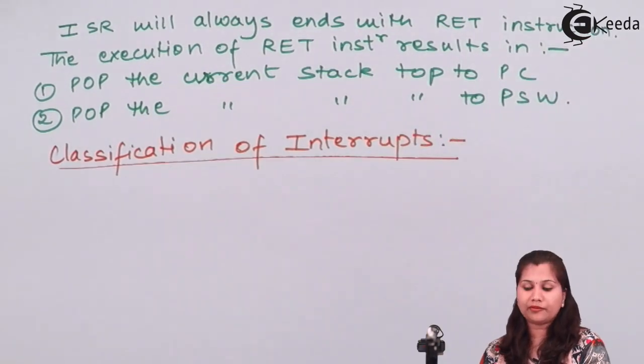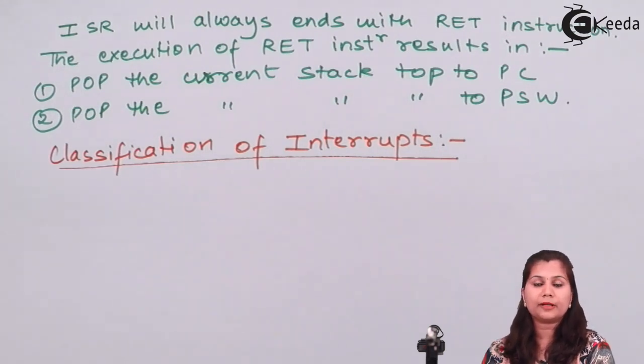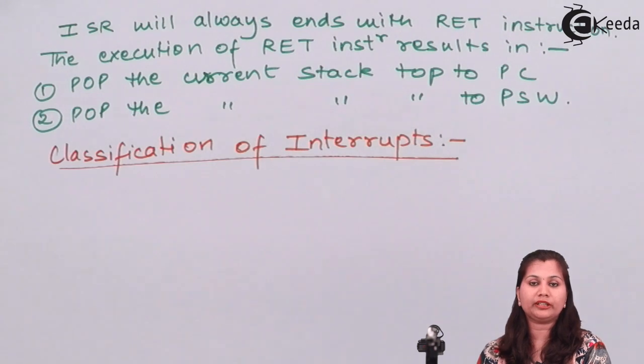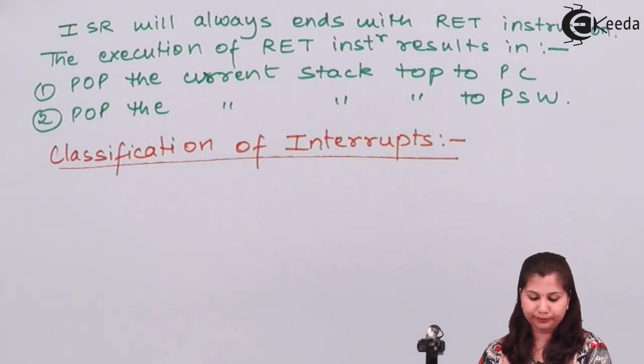So the first classification of interrupts is external and internal interrupts. External interrupts are those interrupts which are generated through the external pins of the microcontroller. Means peripheral devices are going to give the interrupt request at the external pins of the microcontroller. Whereas the internal interrupts are generated internally in the microcontroller.